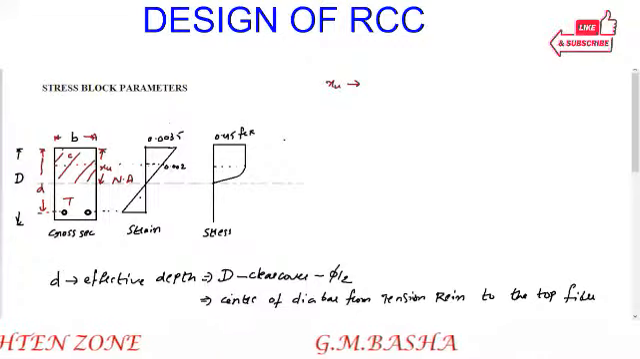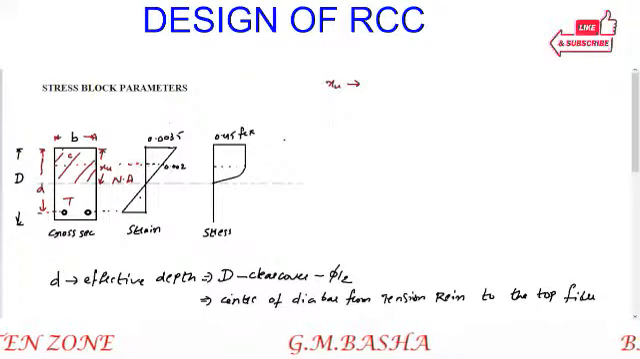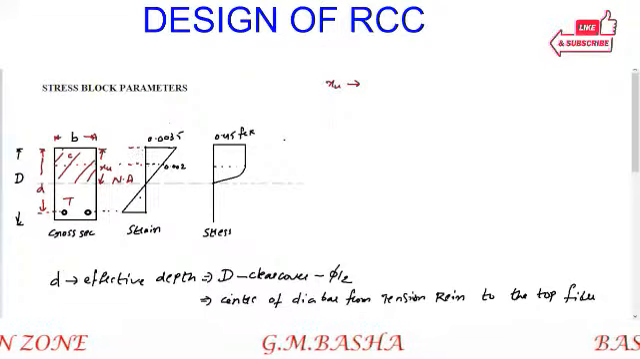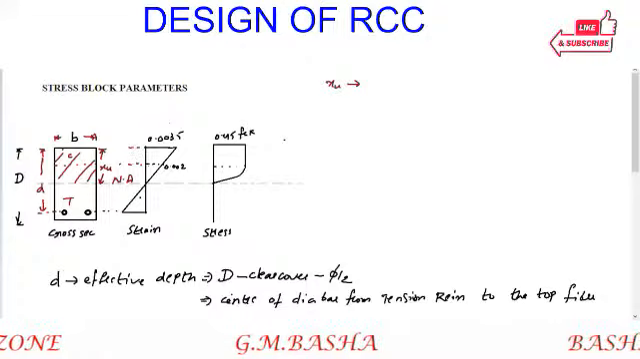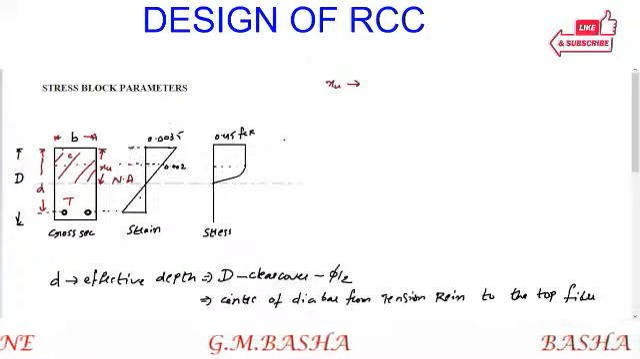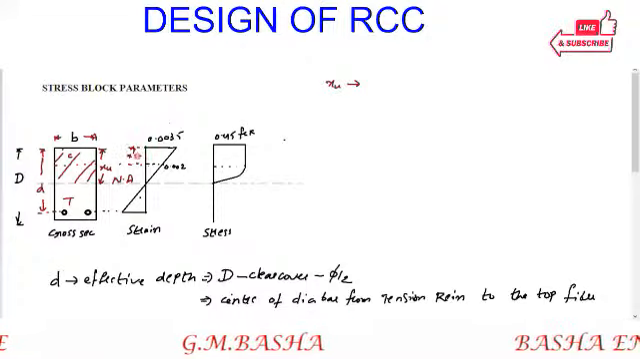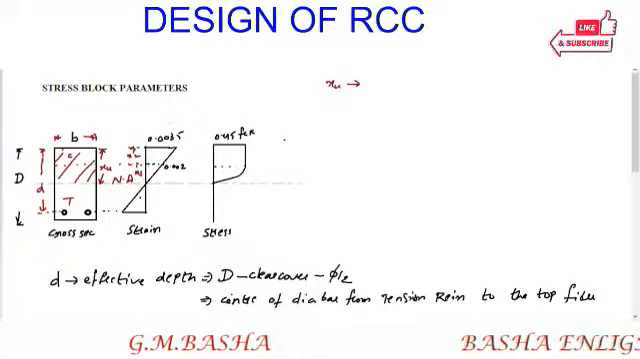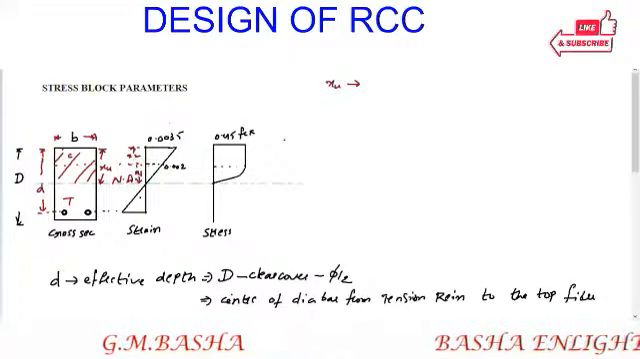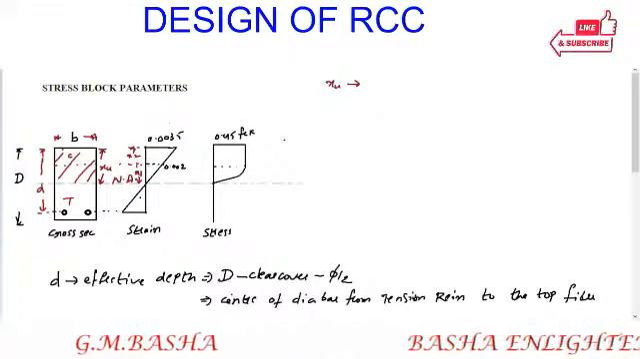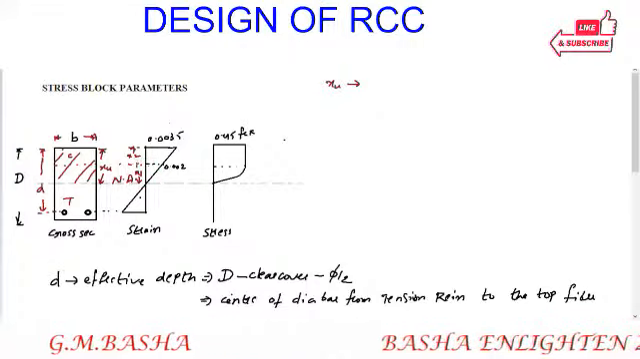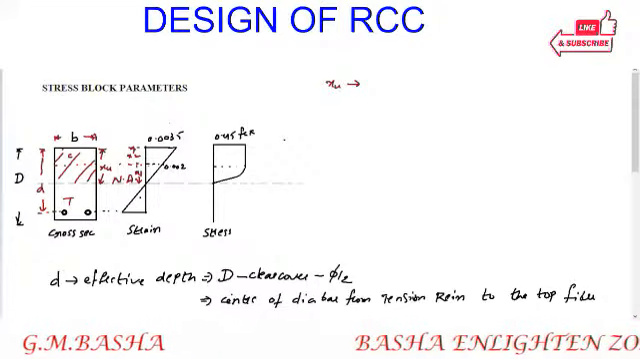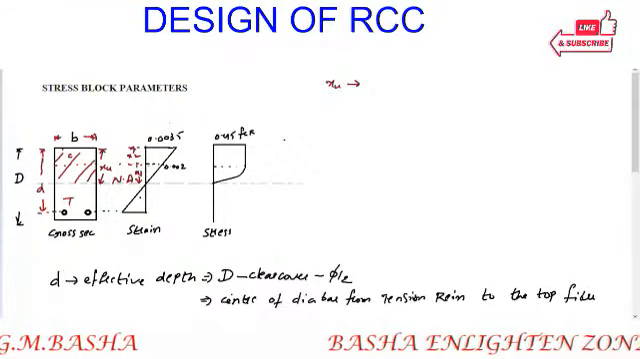And this part from here to here will be x2, and here to here it will be x1. So the bottom one will be x1, the upper one will be x2. Based on that, you have to find the exact distance.